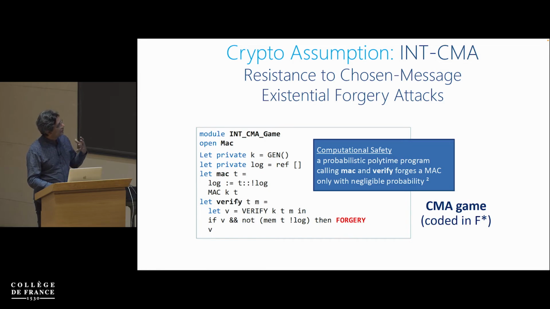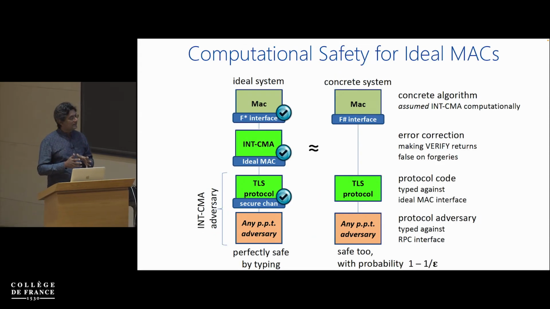Okay, so by writing this in F star and saying that the probability of this event happening is very low, we have a way of stating what the cryptographic assumption on MACs is. And once you have that cryptographic assumption, you can now actually do this transformation in a sound way.